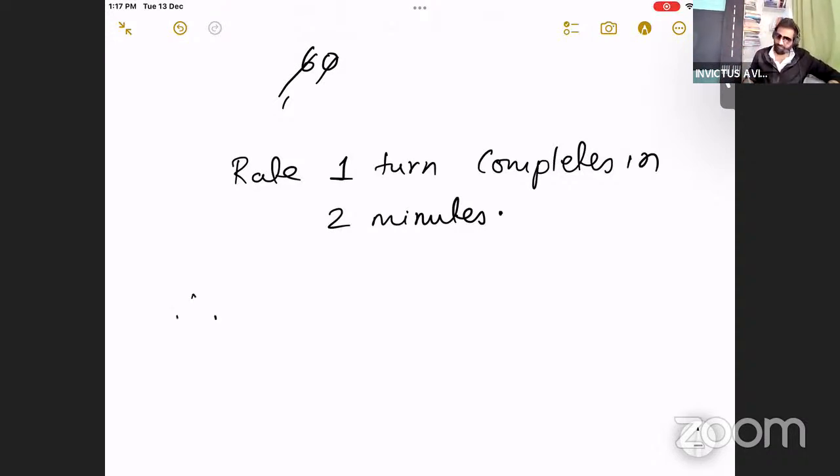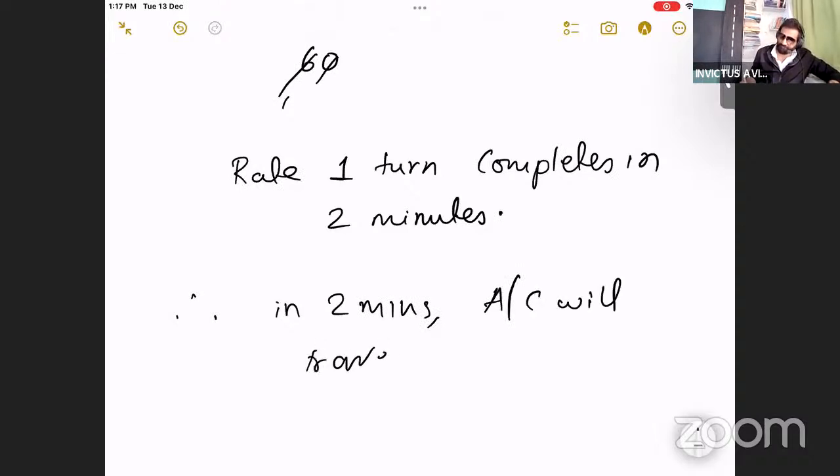Therefore, in 2 minutes, aircraft will travel 12 nautical miles. Students, यहाँ ही आपका presence of mind काम आने वाला है. This is where your presence of mind is gonna come in picture.